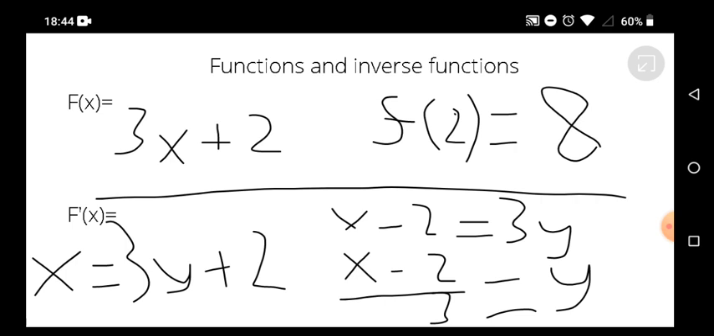Okay, so that's all you need to know for this tutorial. In the next one I'll be talking about how to do composite functions where you have one function in another. It's a bit more complicated, and I'll save that for a different video.